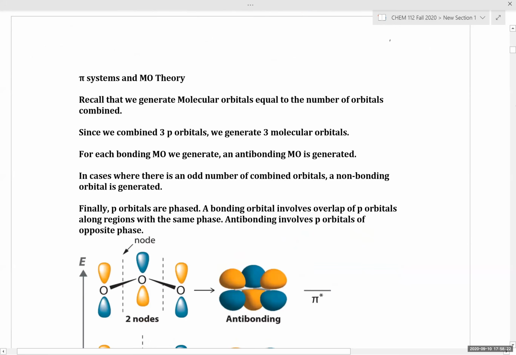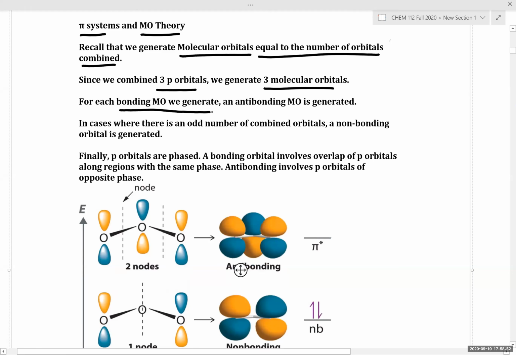So we can think about these pi systems and we can process these pi systems using MO or molecular orbital theory. So in molecular orbital theory, I'd like you just to recall the fact that we generate molecular orbitals equal to the number of orbitals combined. Since we combine 3 p orbitals, we generate 3 molecular orbitals. For each bonding orbital we generate, an antibonding molecular orbital is also generated. If you have an odd number of combined orbitals, a non-bonding orbital is generated.